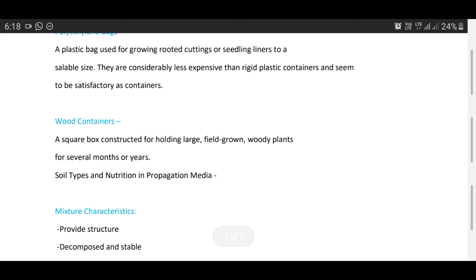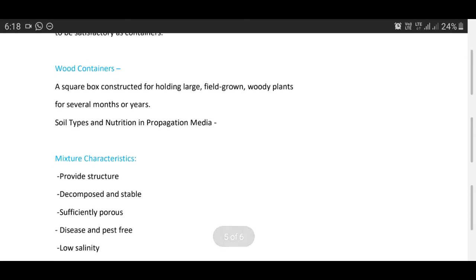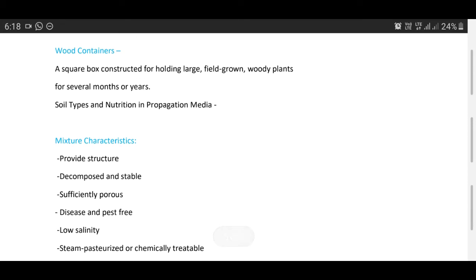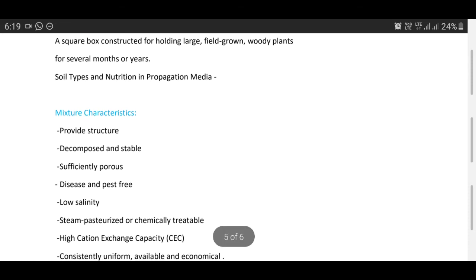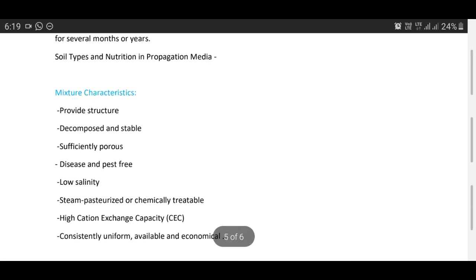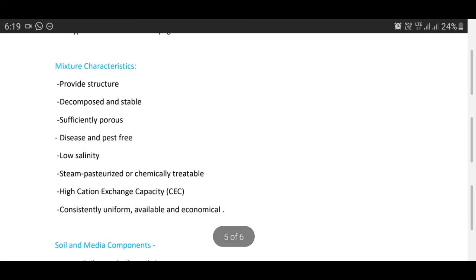Soil types and nutrition in propagation media. Characteristics of a mixture: it should provide structure, it should decompose and be stable, be sufficiently porous, and be disease and pest free, with a low salinity level. It should be steam pasteurized or chemically treatable, have a high cation exchange capacity, and be consistently uniform, available and economical.